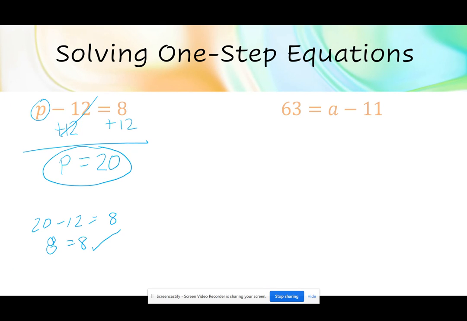Over here, again, the variable's on the right side, but we just want to get it alone, so we're going to add 11. That goes away. We're left with a equals 74.